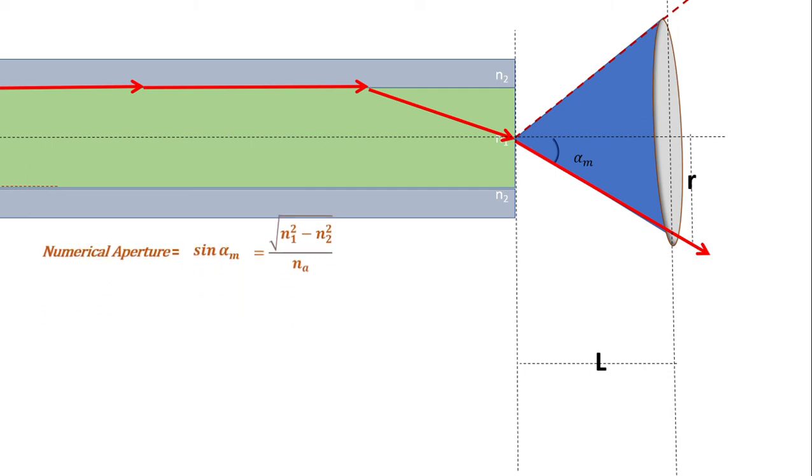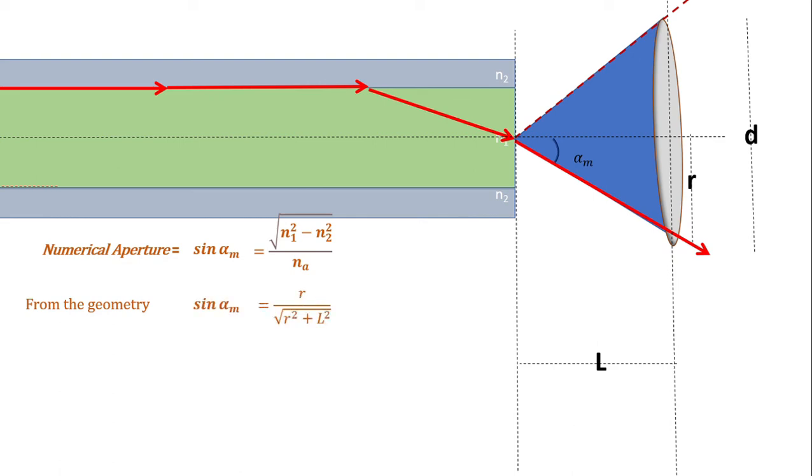From the geometry, sin alpha m is opposite side by hypotenuse and is given by r divided by root of r square plus L square. Using r is equal to d by 2, we have numerical aperture is equal to d over square root of d square plus 4L square.